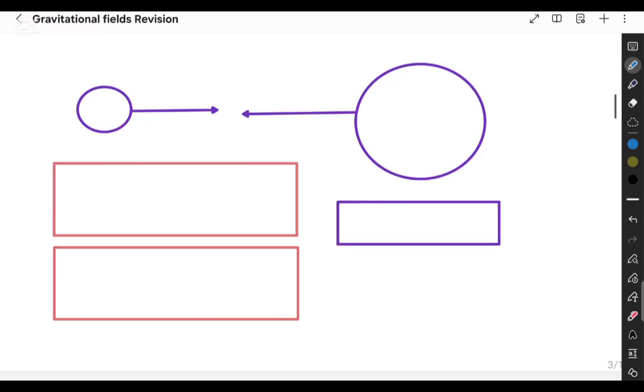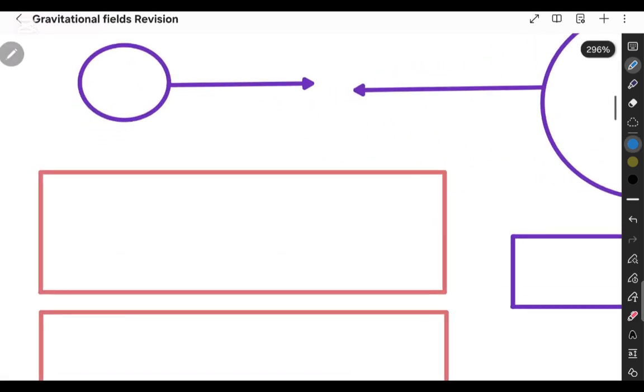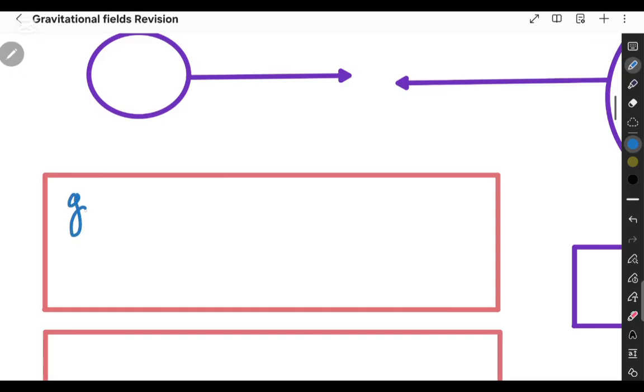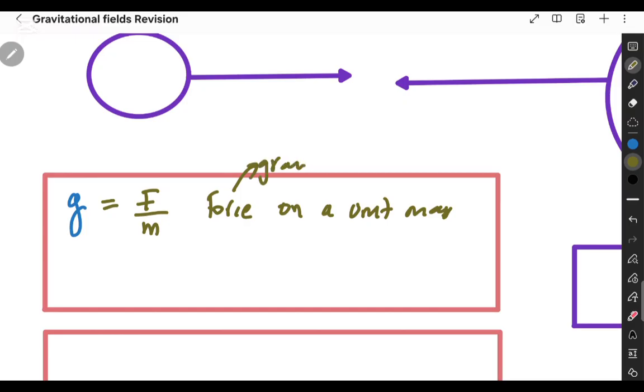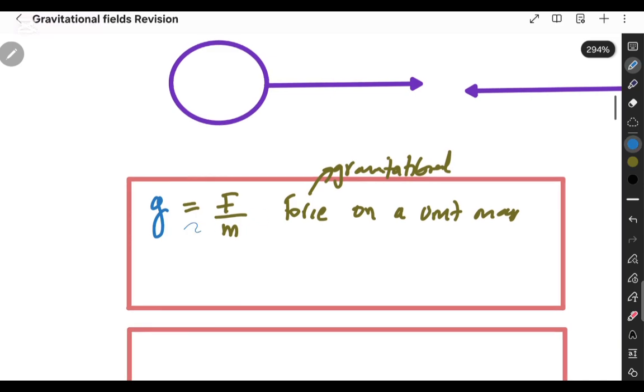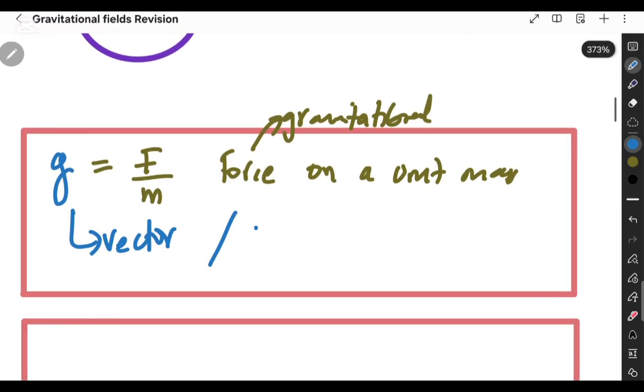Now we're going to be talking about some formulas that you have seen. First is the gravitational field formula, which is basically force exerted per unit mass. Gravitational force per unit mass is gravitational field, and it's a vector quantity, very important, and the units for this are going to be Newton per kg.